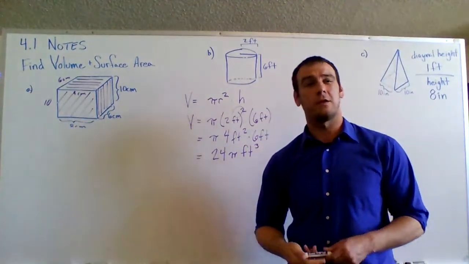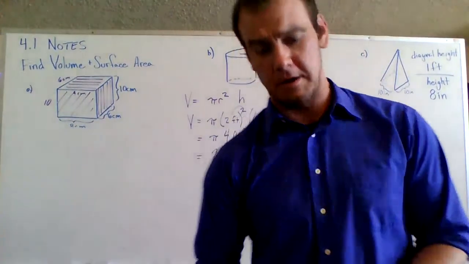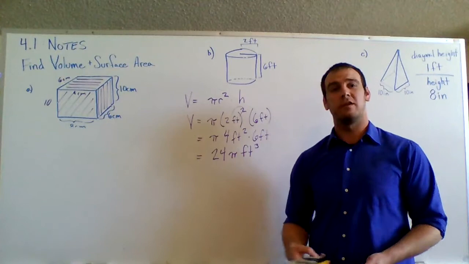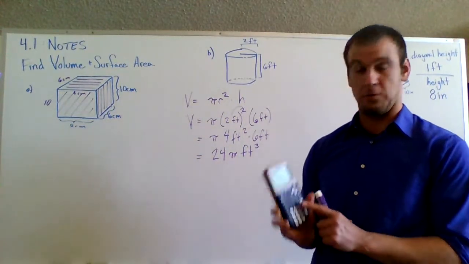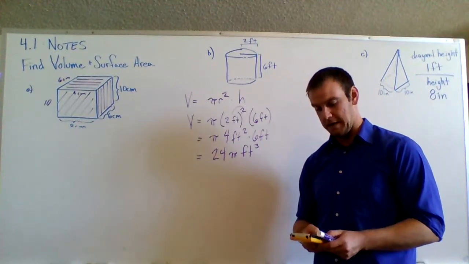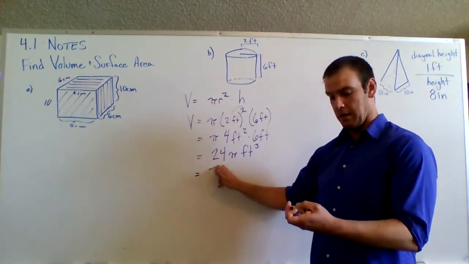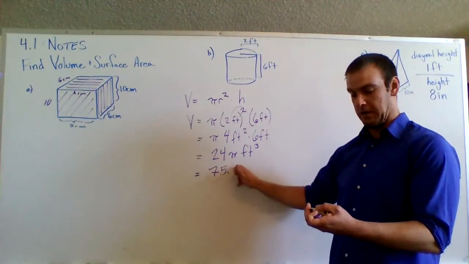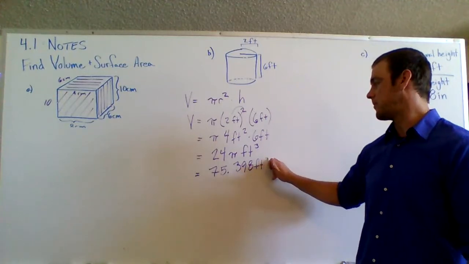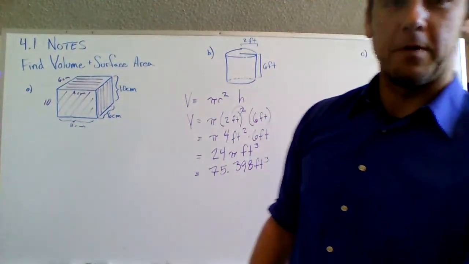Okay, you could leave it as 24 pi feet cubed, or you could type that into your calculator. Don't use 3.14 though, actually use the exact value of pi, so use your pi button in your calculator. So 24 pi is going to give me 75.398 feet cubed. Alright, so that wasn't too bad, hopefully.